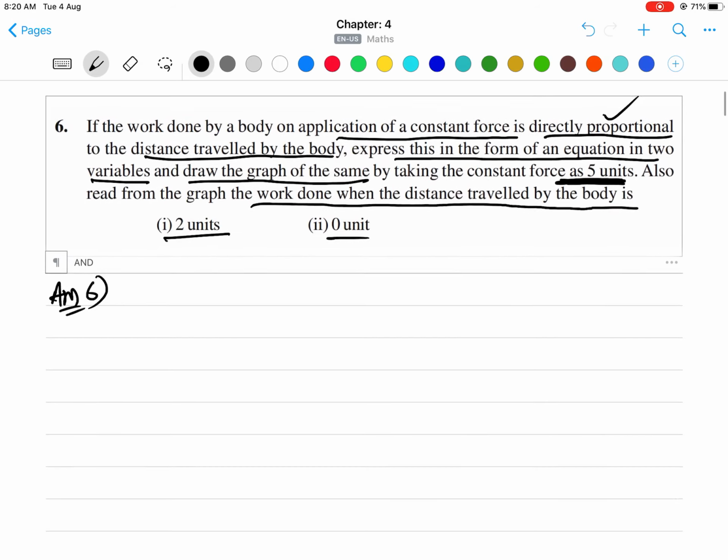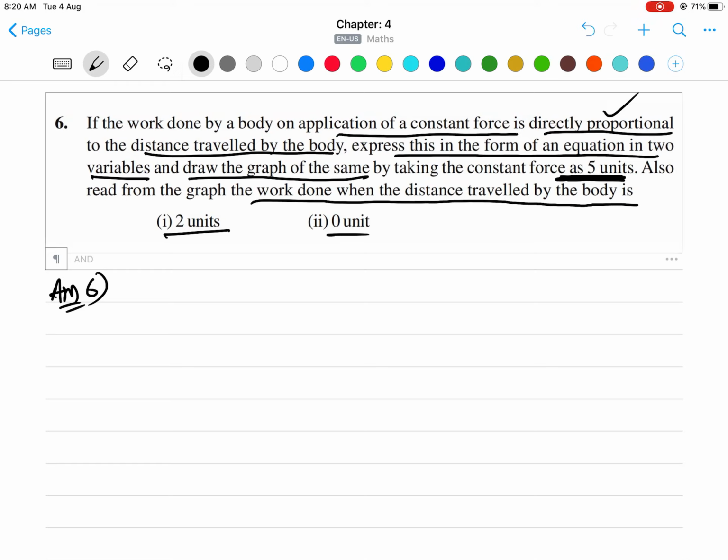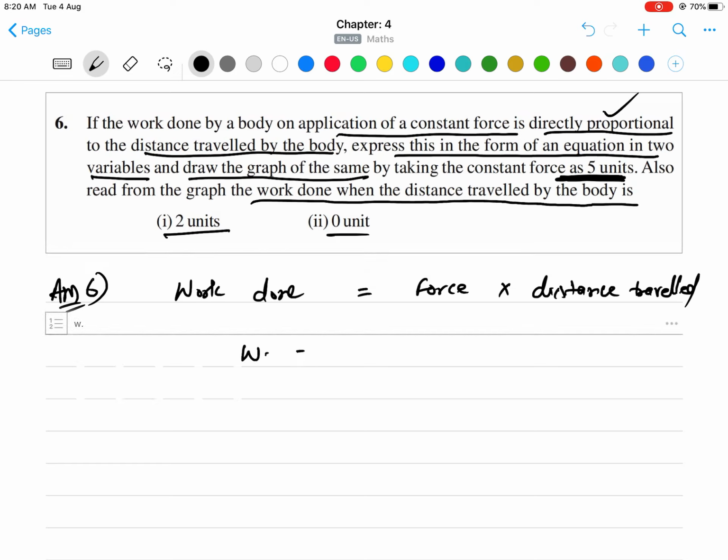This is answer number 6. The question says the work done on the application of a constant force is directly proportional to the distance traveled by the body. In your physics portion you must have studied that work done on application of a force is equal to the force applied times the distance traveled. Which means work done W equals F into D. So this is the equation representing the work done by a body on the application of a constant force.